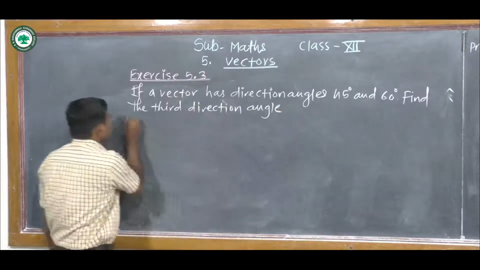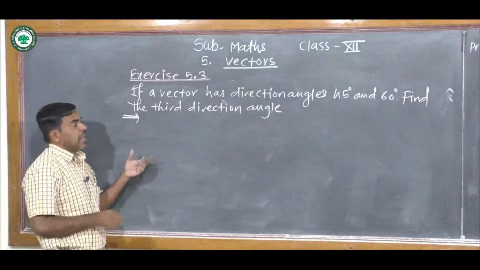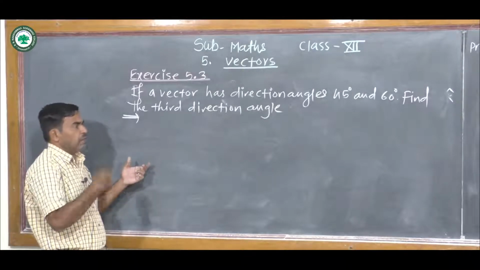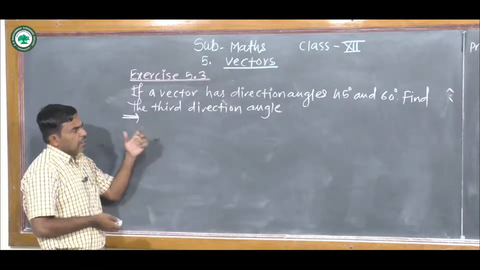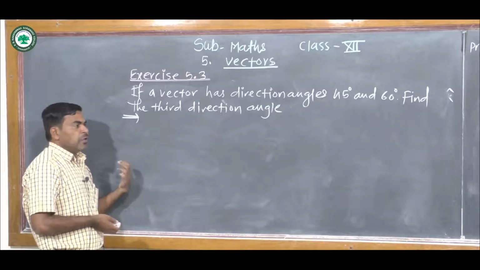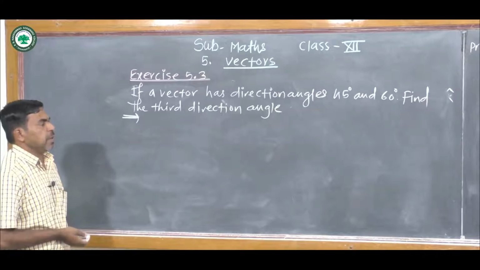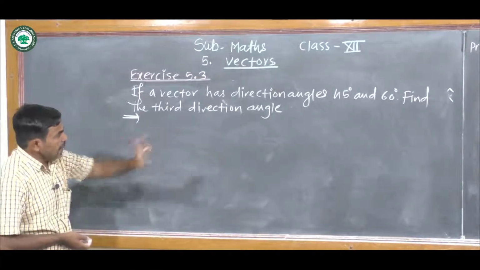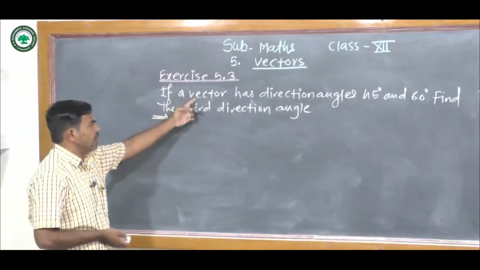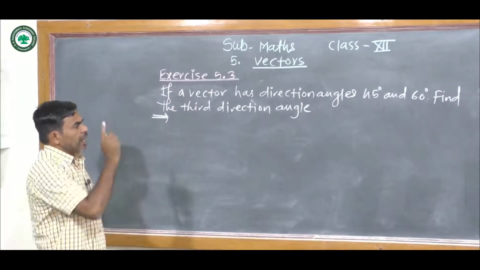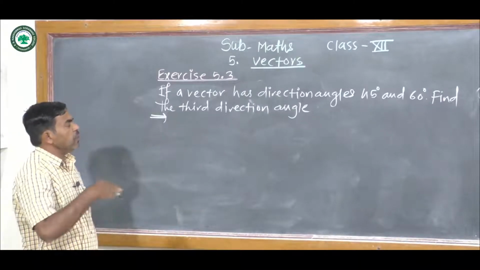See, here we know that alpha, beta, gamma are the direction angles of a line or of a vector. Direction angles mean the angles made by the line with the positive x-axis, positive y-axis and positive z-axis respectively. Now here, two direction angles of a vector are given, alpha and beta. We have to find out gamma.